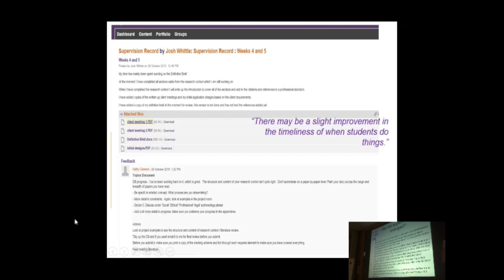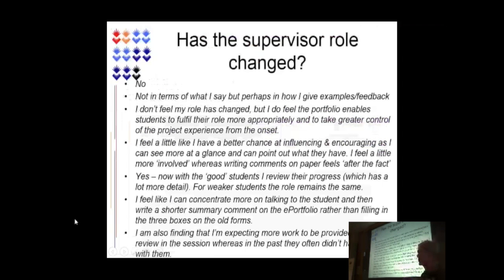This for us is a really interesting one. Has the supervisor role changed? And again, we've got a split really in staff who feel that it hasn't, and staff who feel that it has. I'm one of those who feel it has, and I know Gary is too. But these are the sort of responses that we're getting. And there is a bit of a tension really, which I can show you on the next slide.